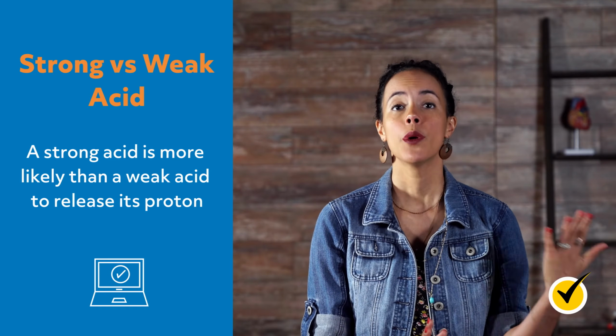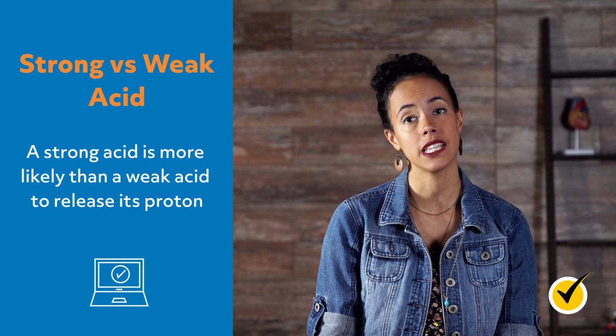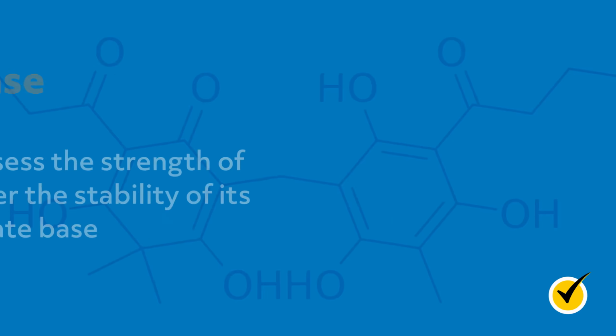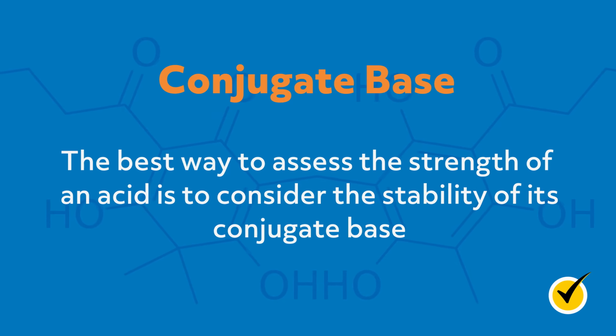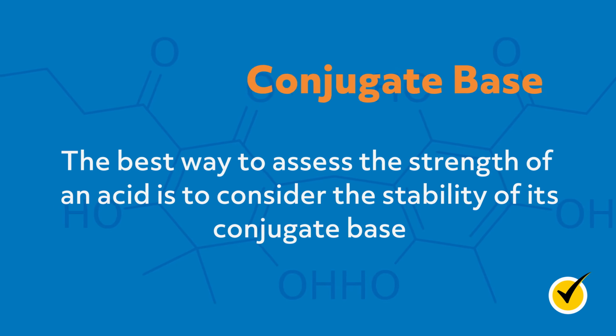Of course, not all acids are created equally. Some are strong and some are weak. A strong acid is more likely to release its proton, whereas a weak acid is less likely to release its proton. The strength of the acid is dependent on the stability of the conjugate base, A-. If A cannot effectively stabilize the negative charge, it will be less likely to release the proton in the first place. Consequently, the best way to assess the strength of an acid is to consider the stability of its conjugate base, and we'll do just that when we consider the strength of organic acids.